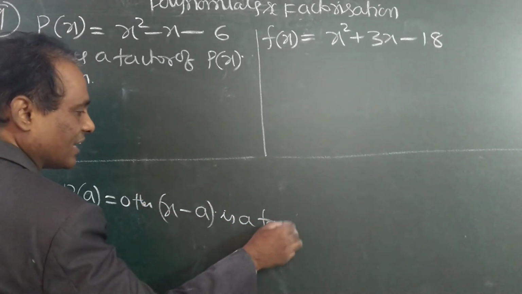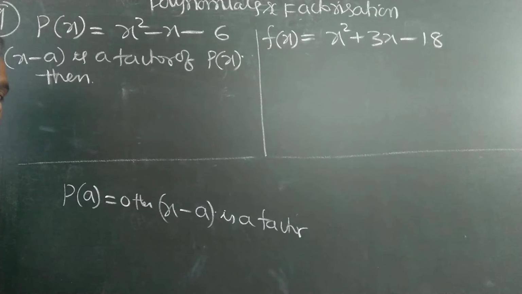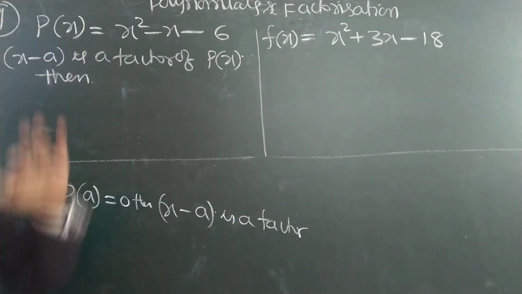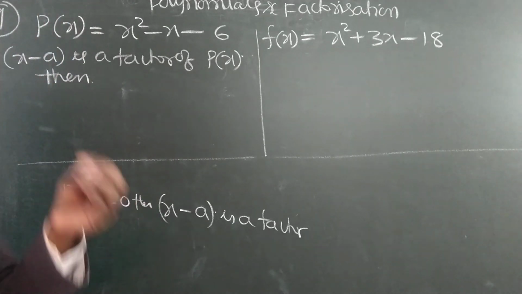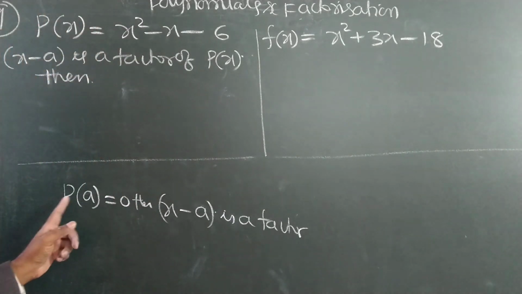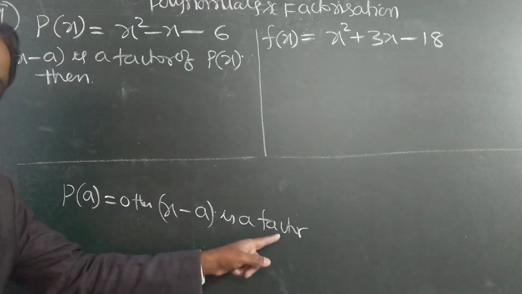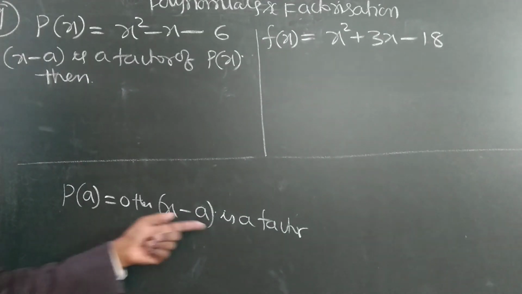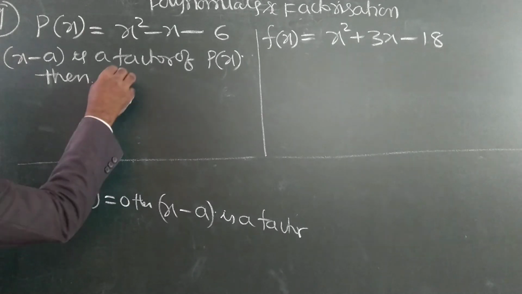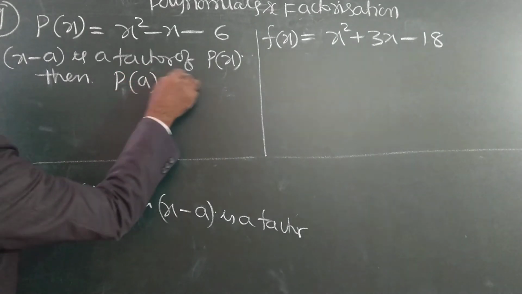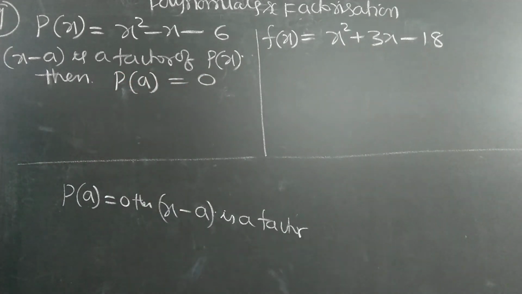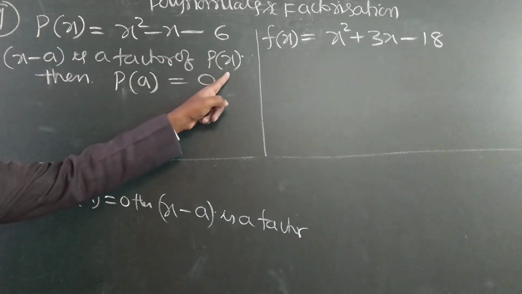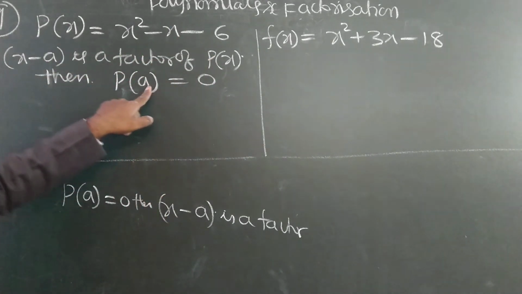I am writing the factors theorem here. We studied this factors theorem. After that only we started this exercise. Total exercise is based on the factors theorem. If p of a is equal to 0, then x minus a is a factor. This is the statement in reverse order. If x minus a is a factor, then p of a should equal 0. If x minus a is a factor, it is given in the problem, then what should happen? P of a should equal 0.